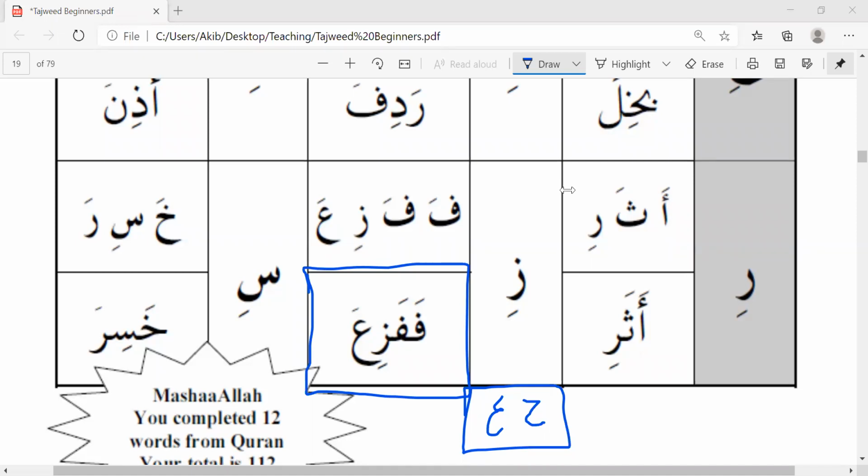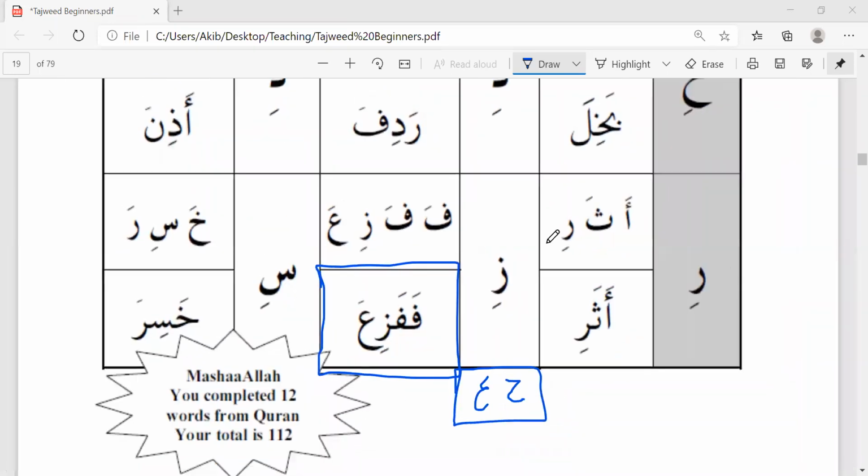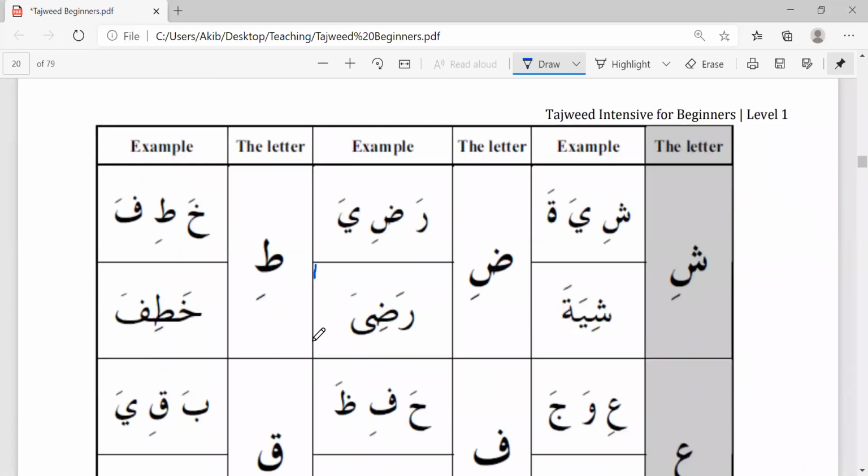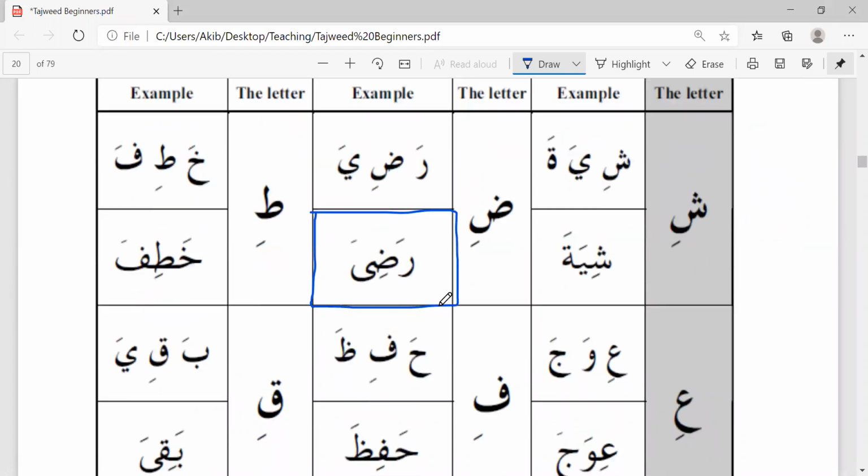Brother Saeed, would you like to have a go? Yeah. Which one? So let's try this one, inshallah. So talk me through the steps. Okay, the first letter looks like a heavy one. Yes. The second letter is also a heavy one. Yep. So you give me a hard one. Okay.